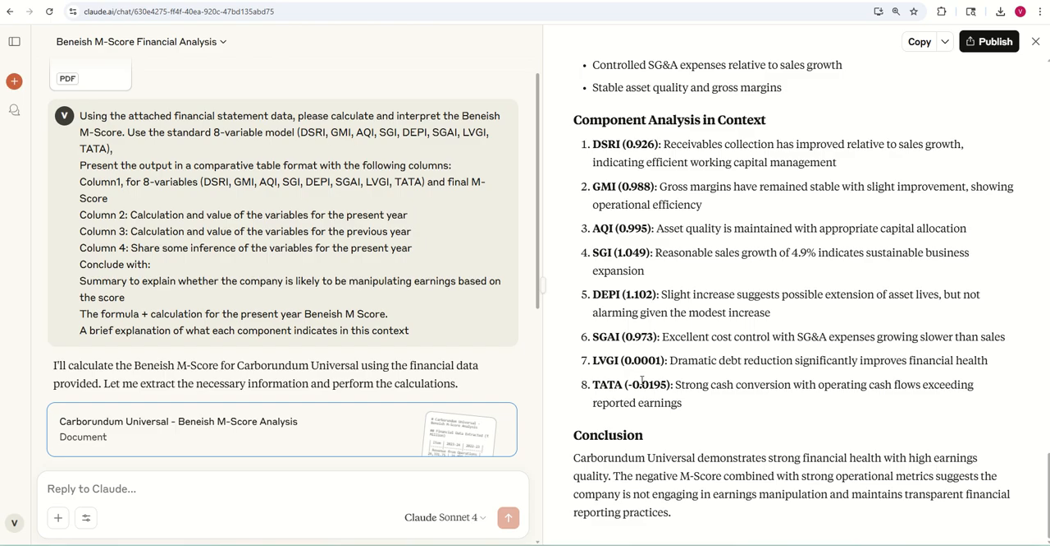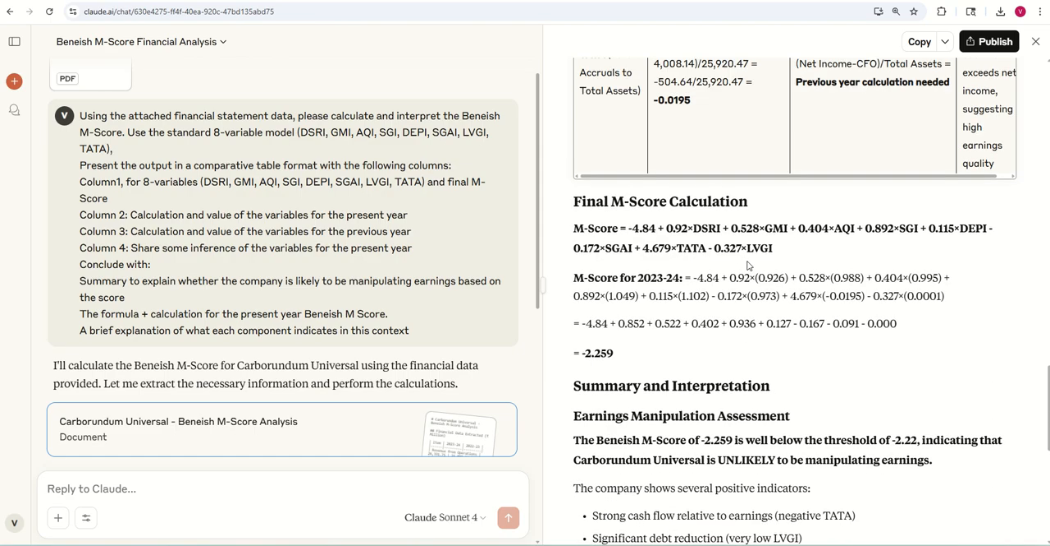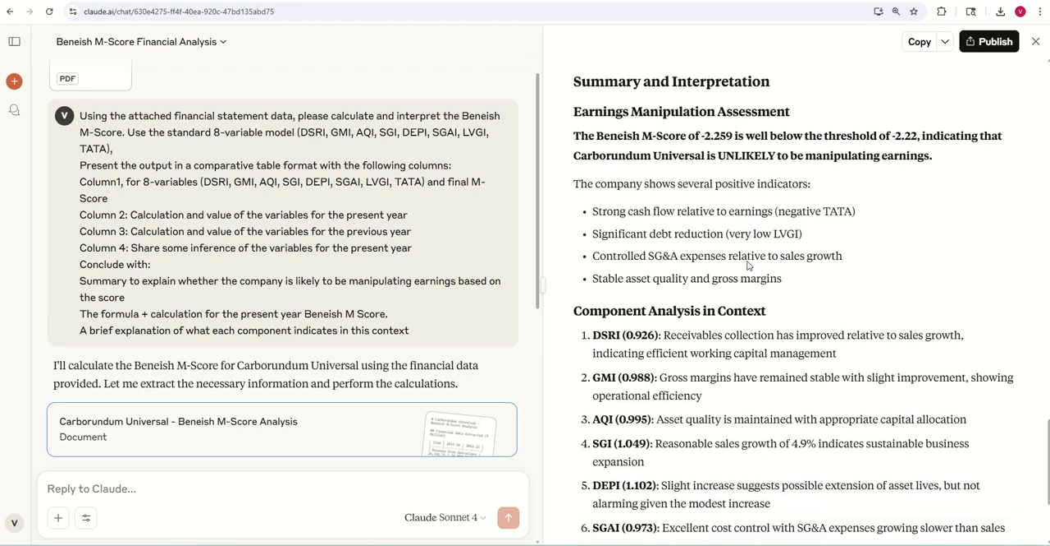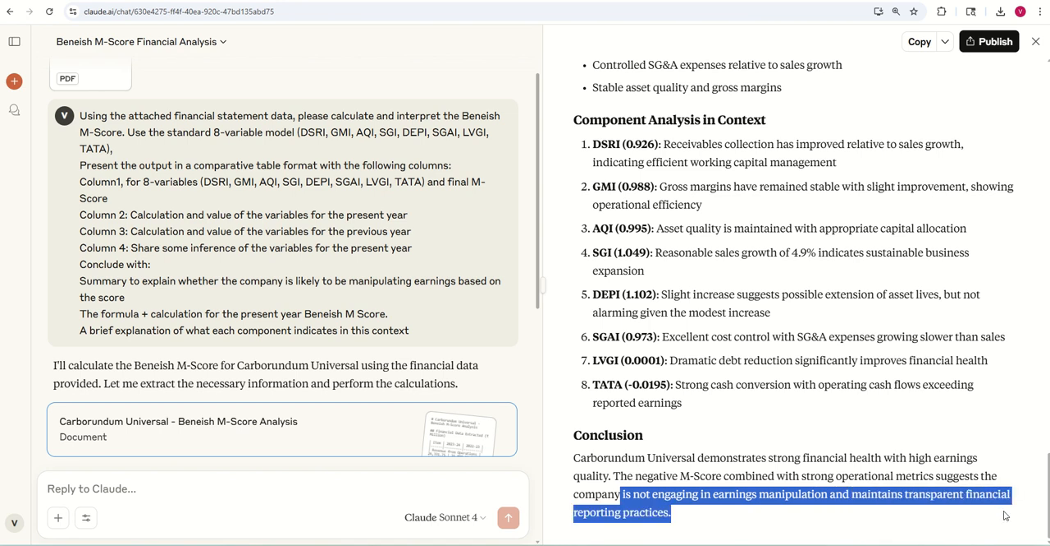TATA, the total accruals to total assets, strong cash conversion with operating cash flows exceeding reported earnings. So each of those 8 components, you find the inference and explanation. And conclusion: the negative M-score combined with strong operational metrics suggests the company is not engaged in earnings manipulation and maintains transparent financial reporting practice.